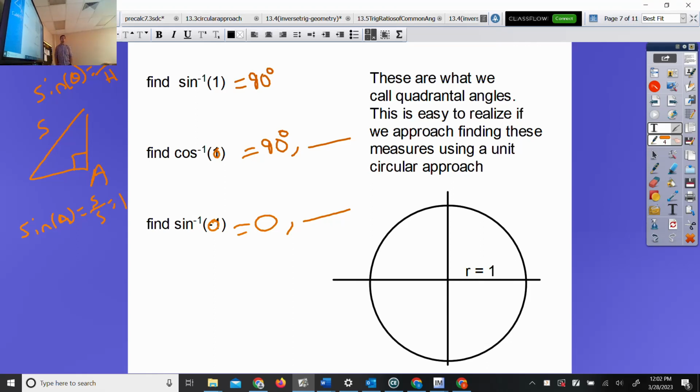Now these are called quadrantal angles because of where they lie. 90 degrees lies in between quadrants, doesn't it? 0 degrees lies in between quadrants, doesn't it? Those are called quadrantals. To do these properly, you don't really use a calculator. To do these properly, you take a circular approach. Remember us talking about a circular approach to trigonometry? Simply, you take a unit circle approach. It's the only way to properly do them. This calculator is going to lie on them. It's not going to get them right every single time.